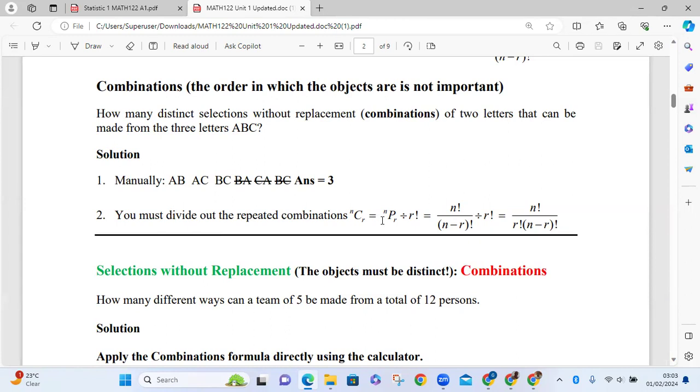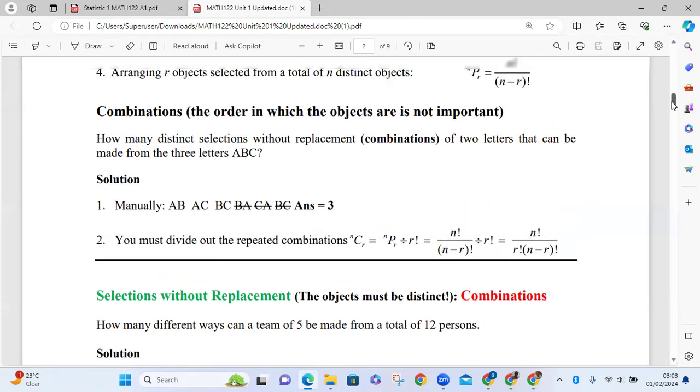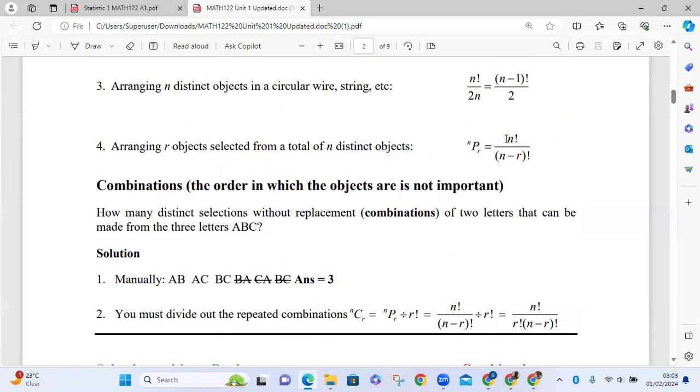Now the nCr and the nPr buttons are programmed in your calculators, so you don't have to apply that formula here. But if your calculator does not have the nCr or the nPr function, for the nCr you apply this formula, and for the nPr you apply this formula.